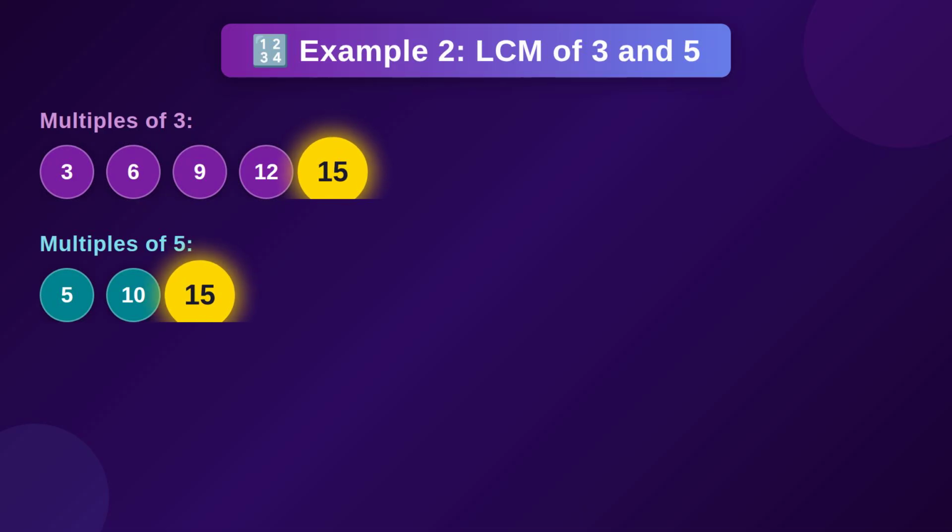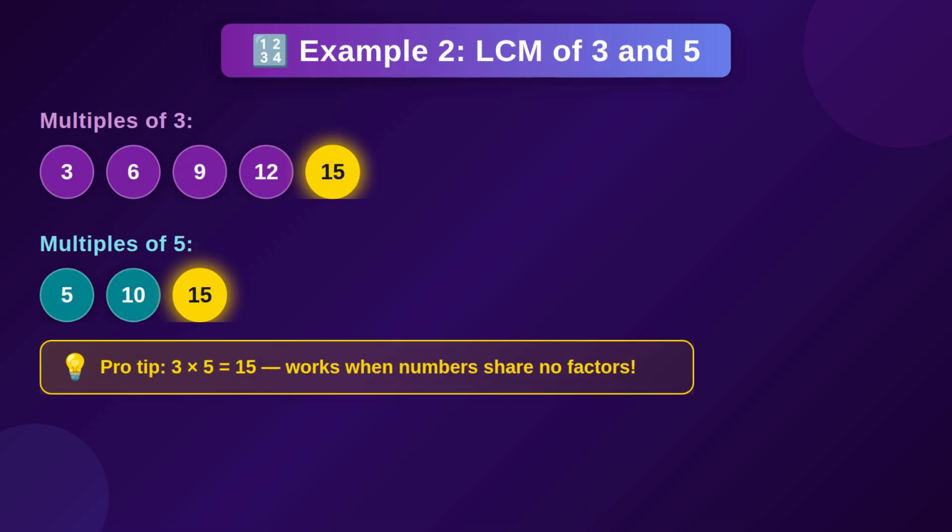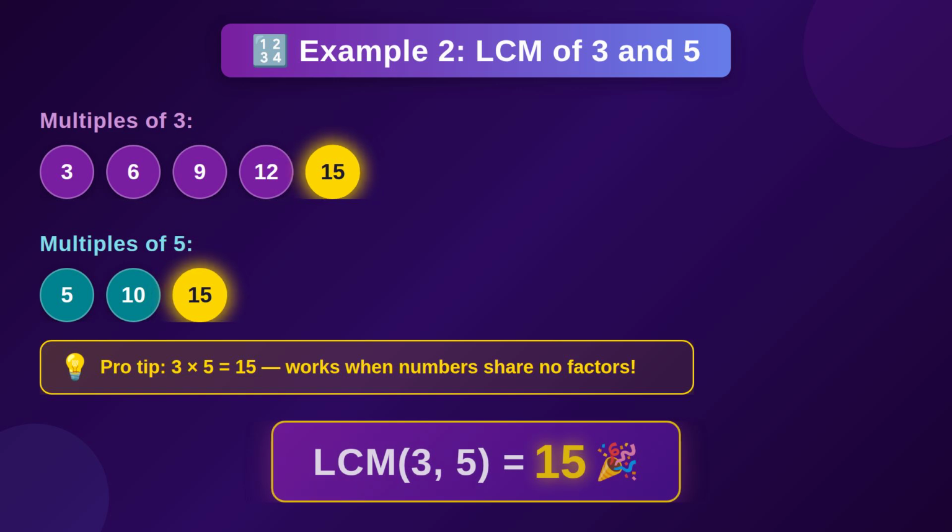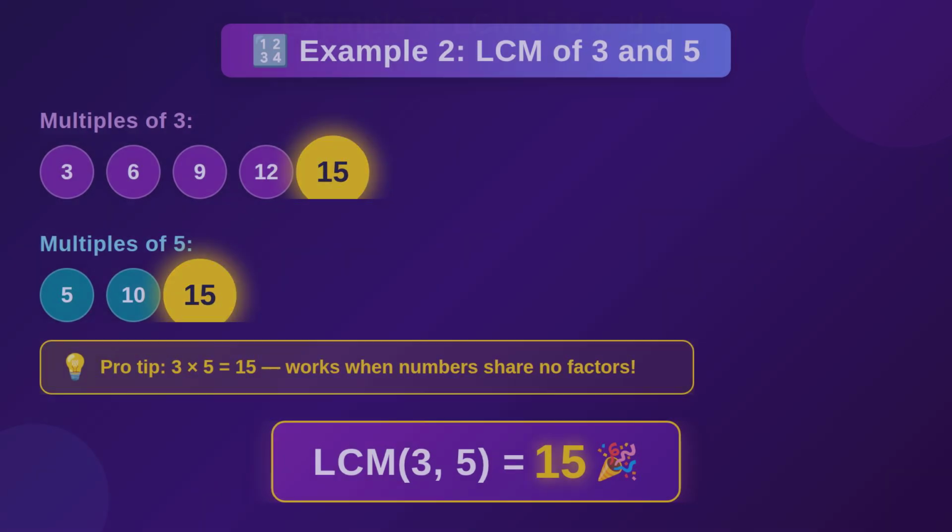Here's a cool pattern to notice. When two numbers share no common factors, like 3 and 5, which are both prime, the LCM is just their product. 3 times 5 equals 15. Maya noticed this shortcut and started saving herself a ton of time. Now she's starting to see the pattern, and so are you.